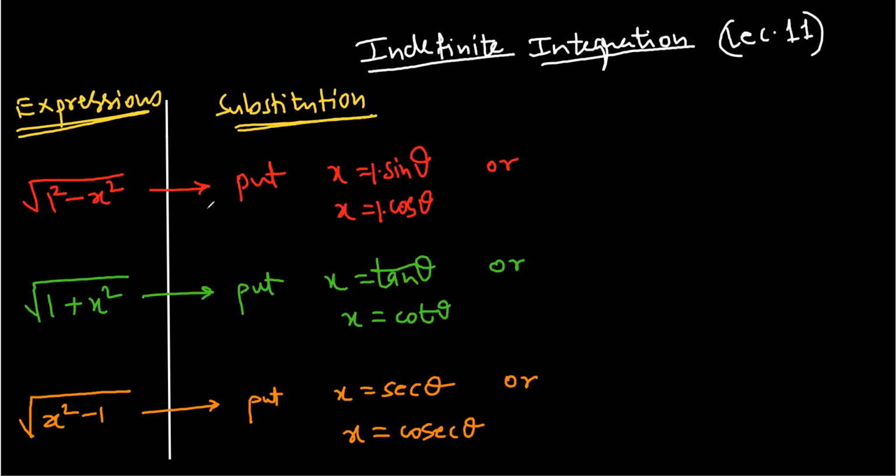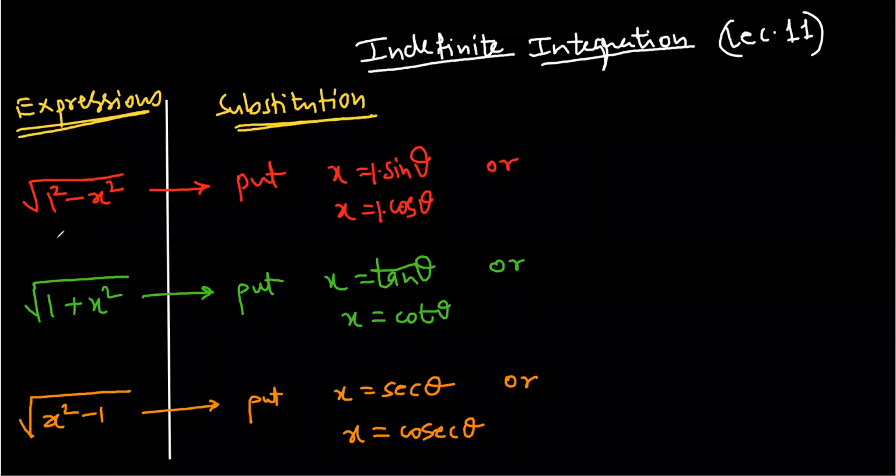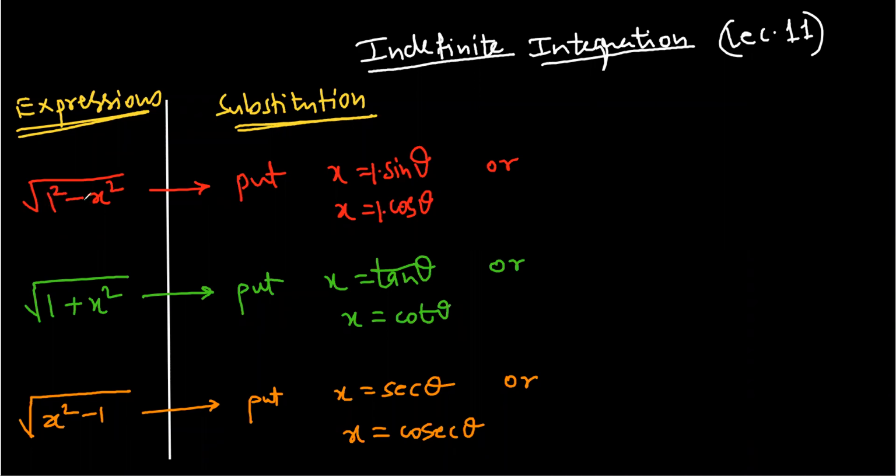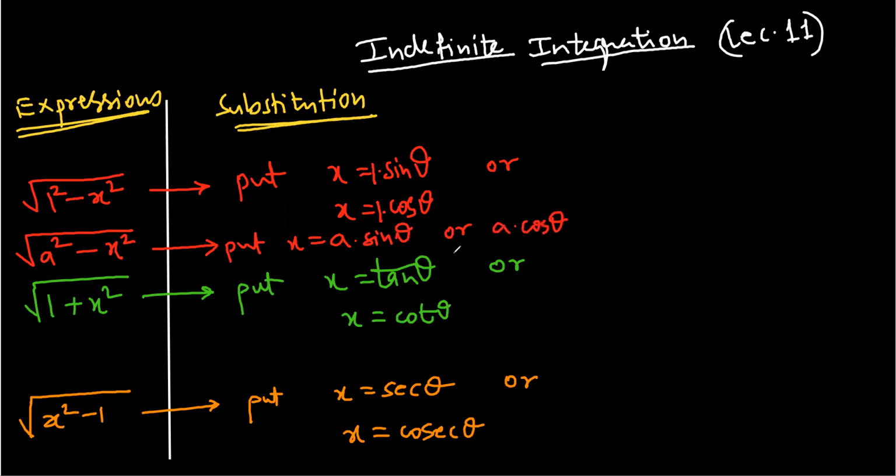When it is 1 square minus x square, the substitution is x equals 1 sine theta or x equals 1 cos theta. Now what I'm asking you all to do is replace this 1 by a. So if you have square root of a square minus x square, then what would be the substitution? Very simple, my dear student. Put x equal to a sine theta or x equals a cos theta.